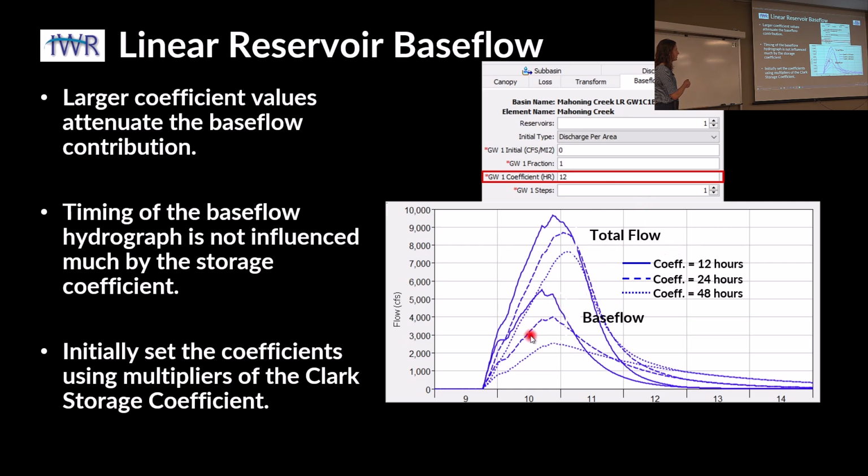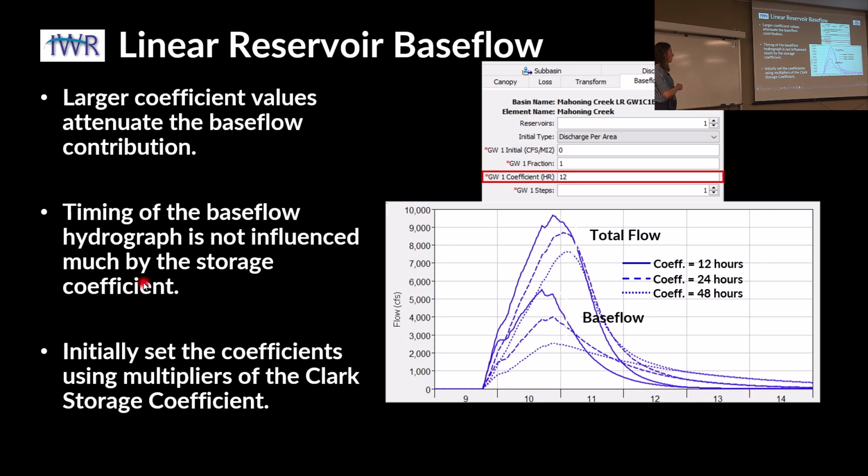So the solid lines correspond to a groundwater 1 coefficient of 12 hours. The longer dashes are 24 hours, and then the dots are 48 hours, right? So it doesn't really change the timing of the peak, right? Look at these lower 3 curves. The peak happens about the same time, but it does attenuate this timing on the receding limb, right?